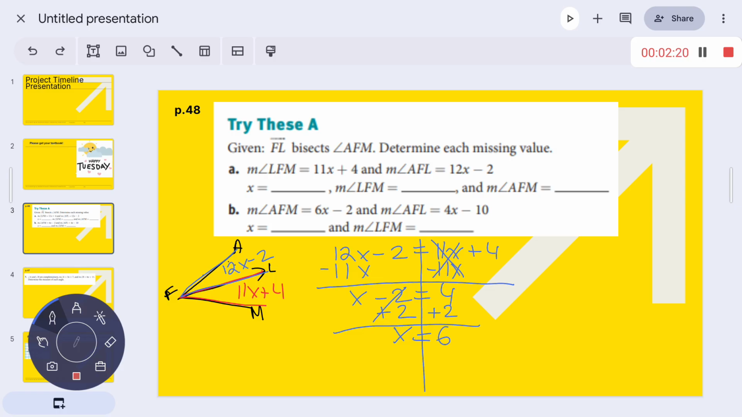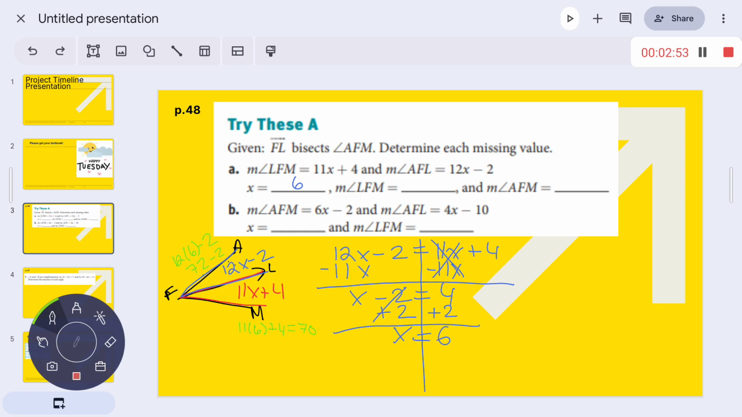And then what I can do is double check that that is correct. Okay, in just a second, I can say x is 6, so 11 times 6 plus 4. So 11 times 6 is 66 plus 4 is 70. And then up here, same thing, x is 6, 12 times 6 minus 2. So I have 72 minus 2, which also is 70. So I know that I worked these out correctly.